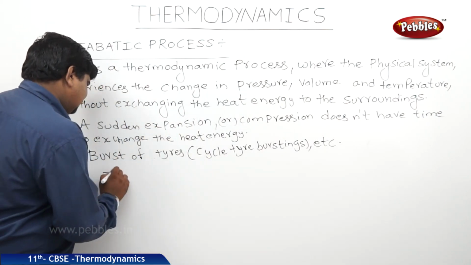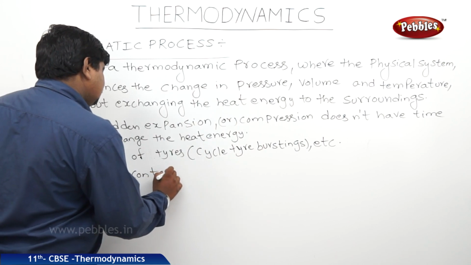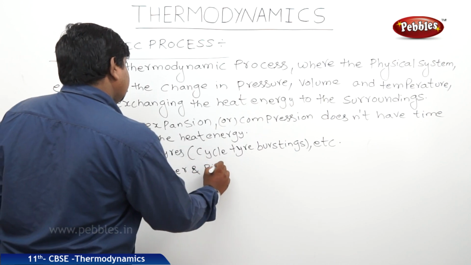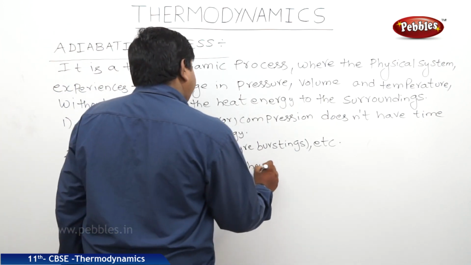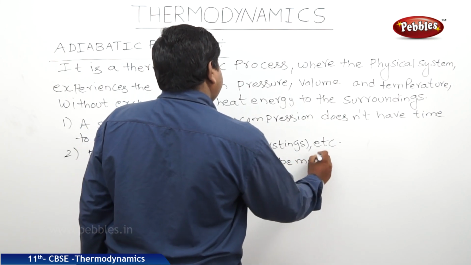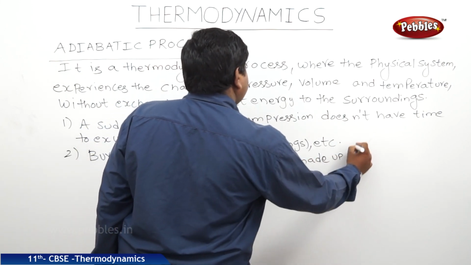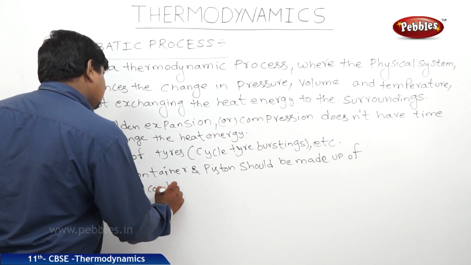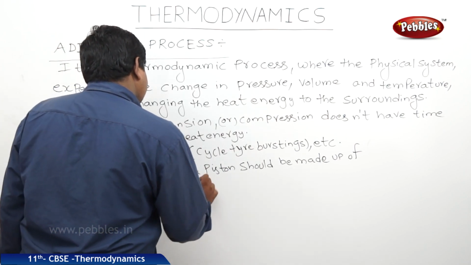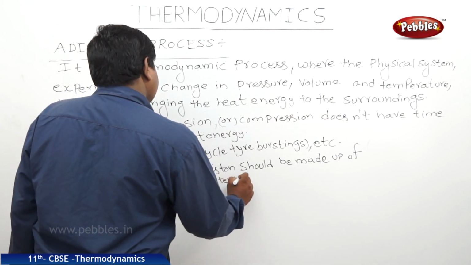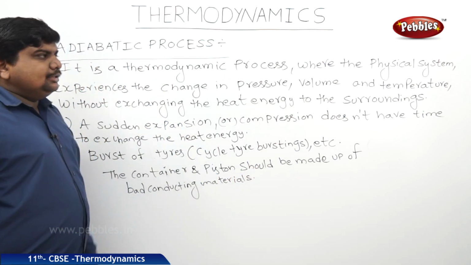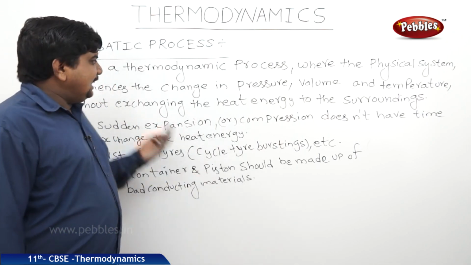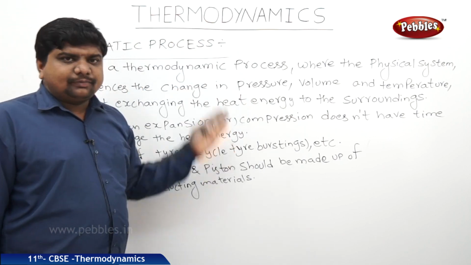So the container and piston should be made up of bad conducting materials. So like this we can define the adiabatic process. Now we will derive the expression for the work done in adiabatic process.